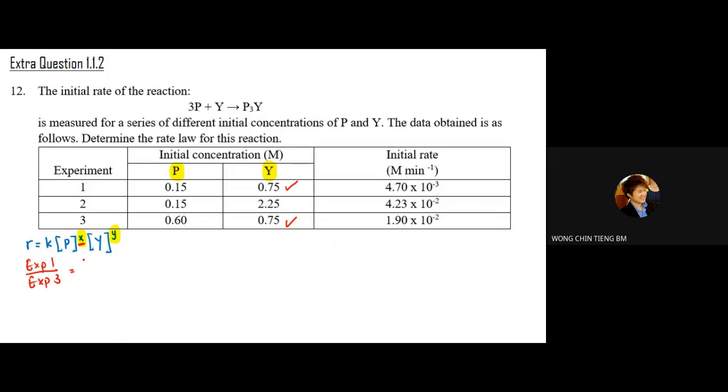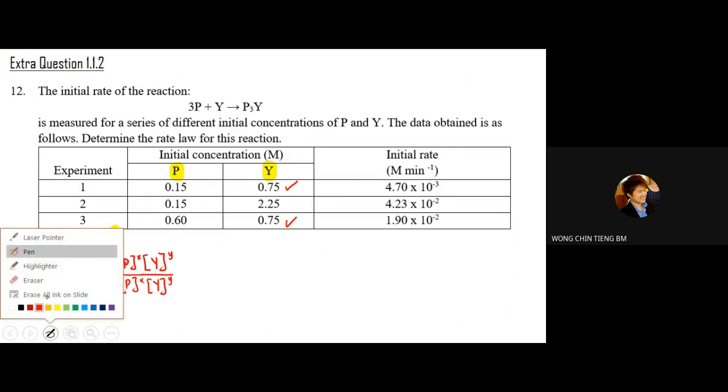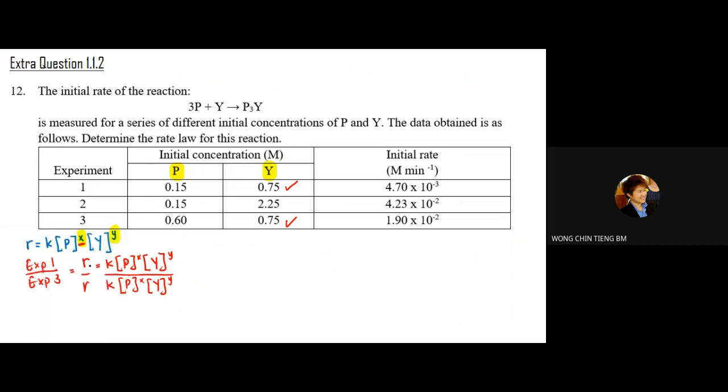Experiment 1 over experiment 3. Kita akan guna cara R. Exactly this one. R equals to K concentration P^x Y^y over R equals to K concentration P^x Y^y. Saya tulis je dalam exam, tak tulis pun tak apa for this one. Cuma, I love to do this. 1, 1, 1, 3, 3, 3. Saya suka buat yang ni.